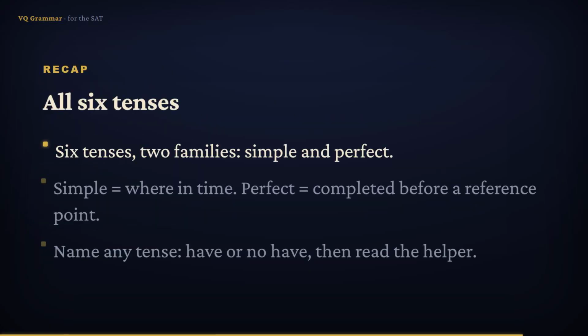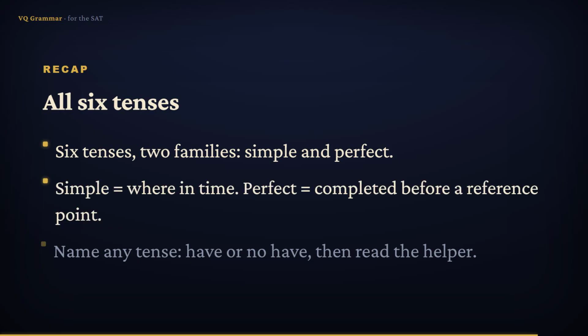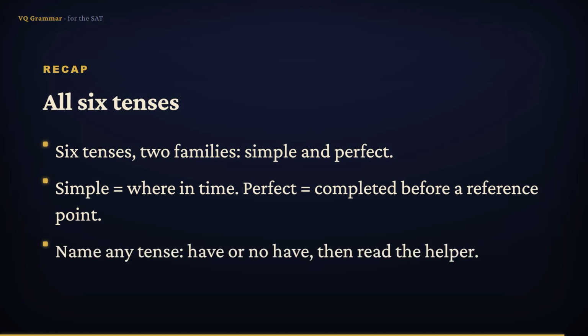Let's wrap up. All 6 tenses fall into 2 families. The 3 simple tenses, present, past, and future, tell you where in time an action sits. The 3 perfect tenses add that the action is completed before some reference point, and they always use a form of have plus a past participle. To name any tense, ask one question. Is there a form of have? Then read the helper. Great work!